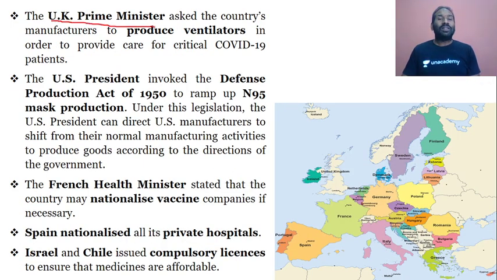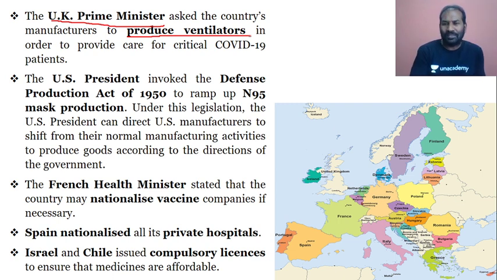UK Prime Minister has asked the country to manufacture, to produce ventilators. Now please understand, or you will have better understanding of the first paragraph of my discussion, my class, where I said the developed countries started shifting their production base, especially to the developing countries, focusing on Asia.